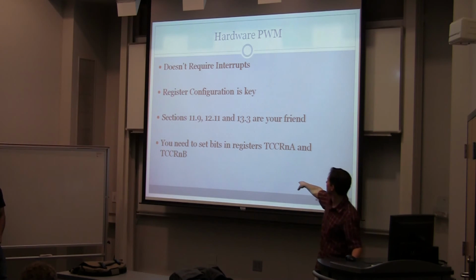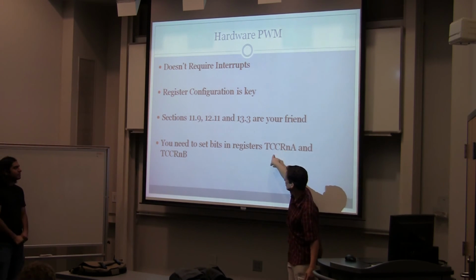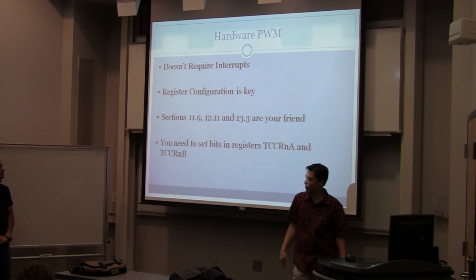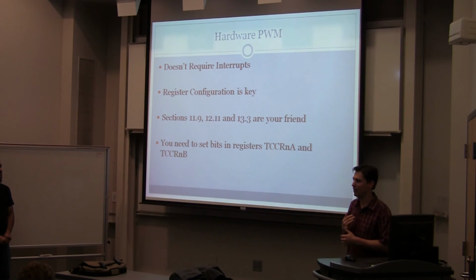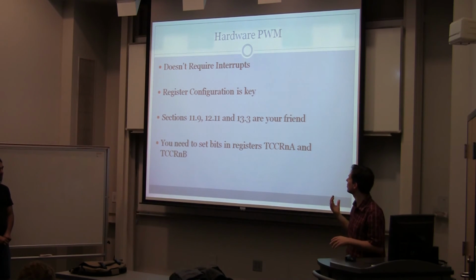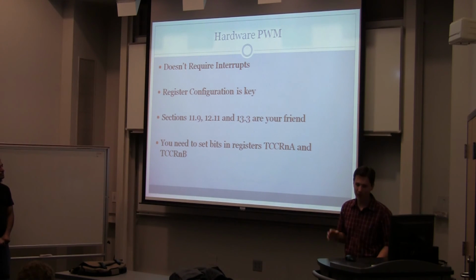So you need to set bits in these registers. These are the timer counter configuration registers. There's typically 2. And then you may also need to set the timer counter value, the output compare register value, and so on, to make the hardware PWM go. But in general, it's a little bit easier than software PWM.